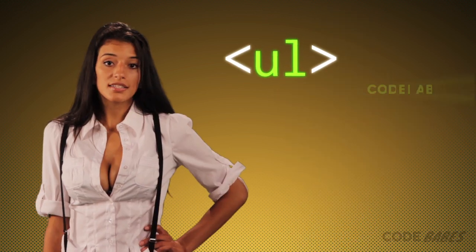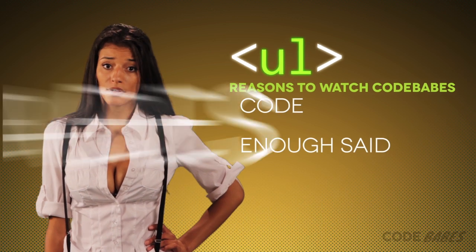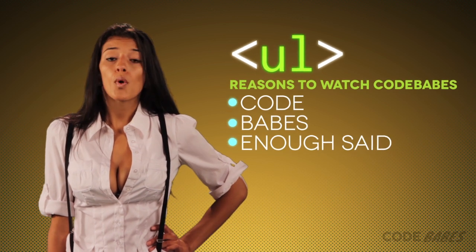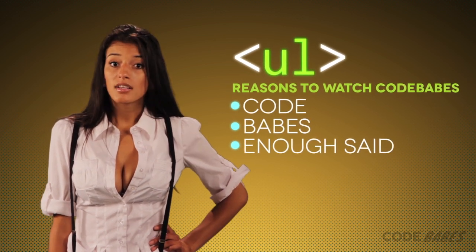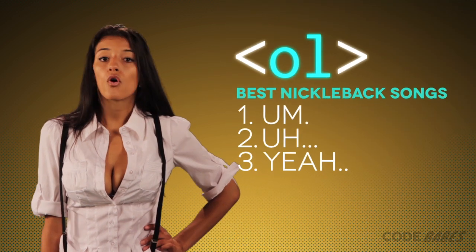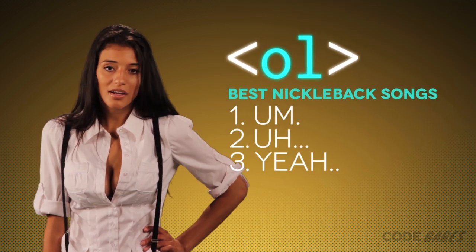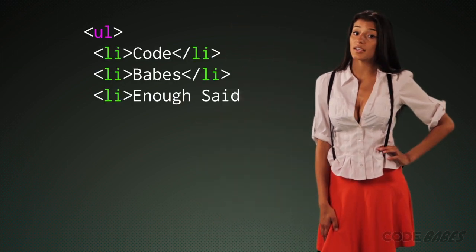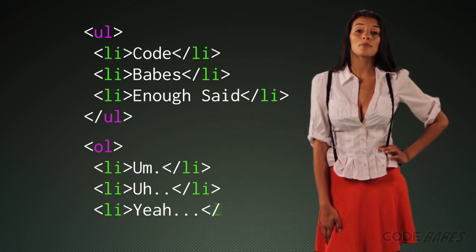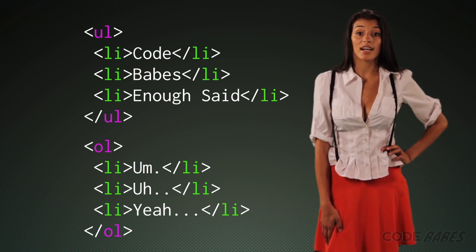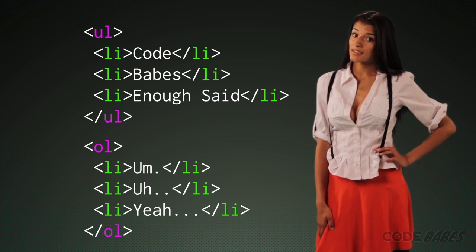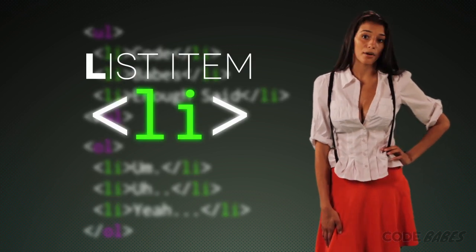There are 2 types of list tags available in HTML. Unordered lists and ordered lists. Unordered lists are for when the order is not important, using bullet points, while ordered lists use numbers. They can be as long or as short as you want. You create unordered lists with the UL tag and ordered lists with the OL tag. Then the elements of the lists are enclosed in LI tags. In case you didn't guess, LI stands for list item.